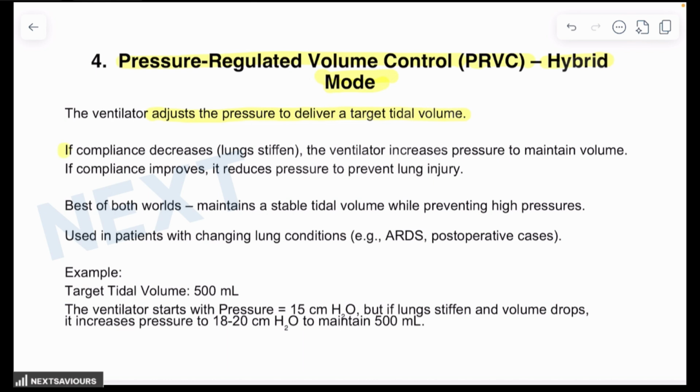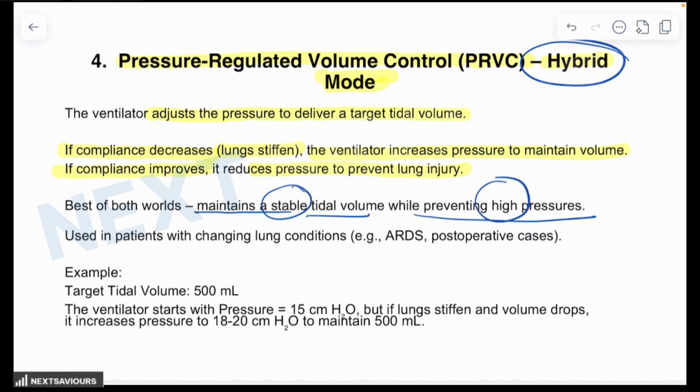So if the compliance decreases, like if there is increasing stiffness of the lung, the ventilator increases the pressure to maintain the volume. Now, if the compliance improves, it reduces the pressure to prevent lung injury. That is why it is called the hybrid mode of the ventilator system. So it is the best of both worlds. How? Because it is responsible for maintaining a stable tidal volume and preventing high pressures.